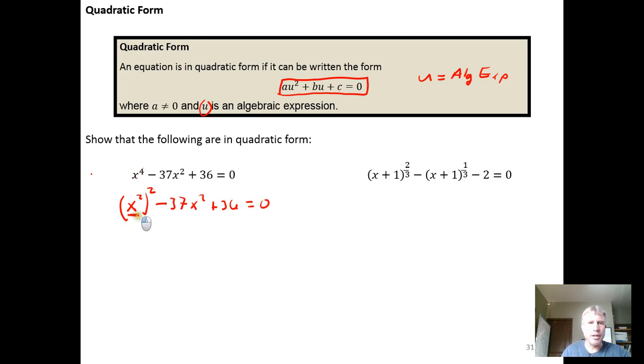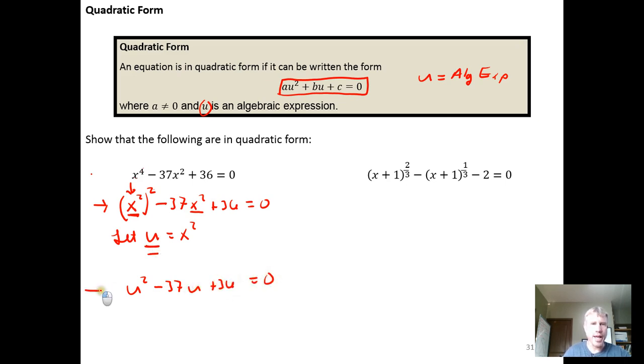So x squared inside the parentheses here is an algebraic expression, and we could say let u equal x squared. And then we go to the equation we're working with, and everywhere we see an x squared, we replace it with the substitution u. So here the x squared squared becomes u squared minus 37, and here I have an x squared, so I replace it with u plus 36 equals 0.